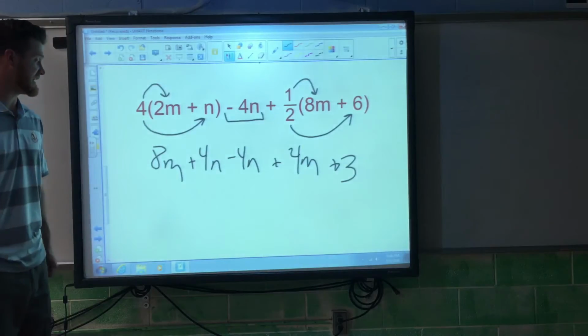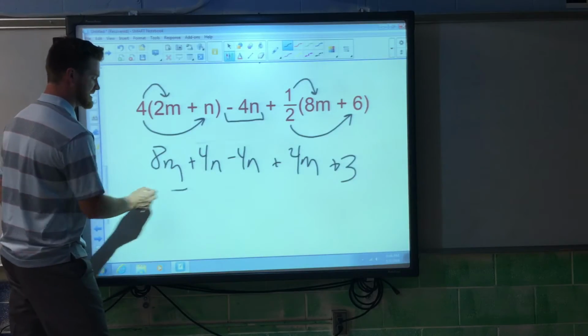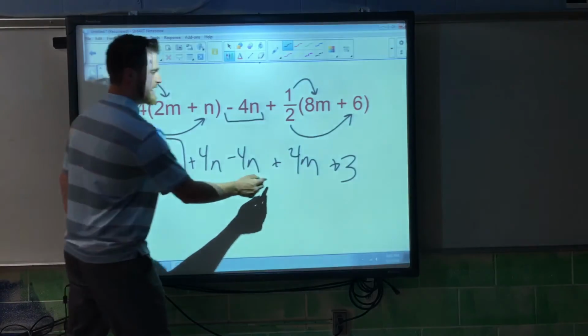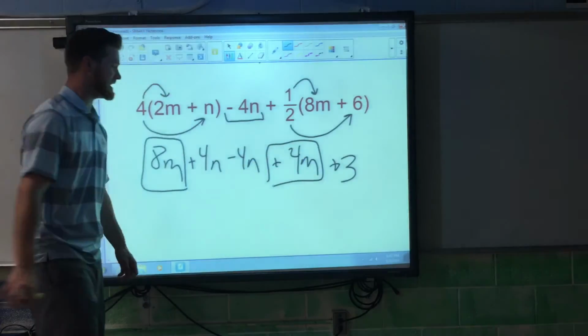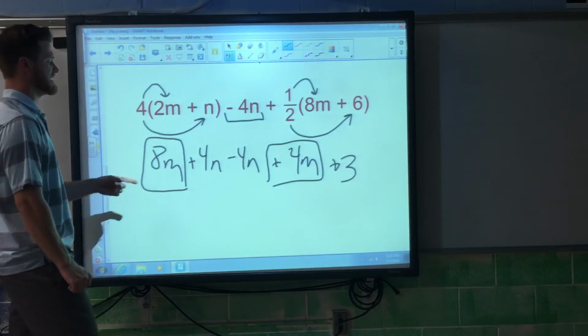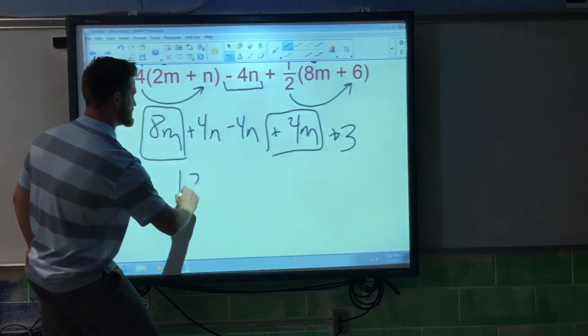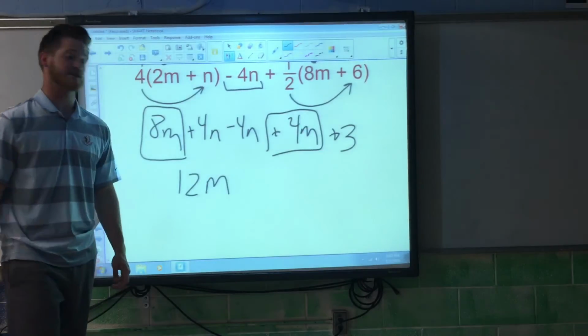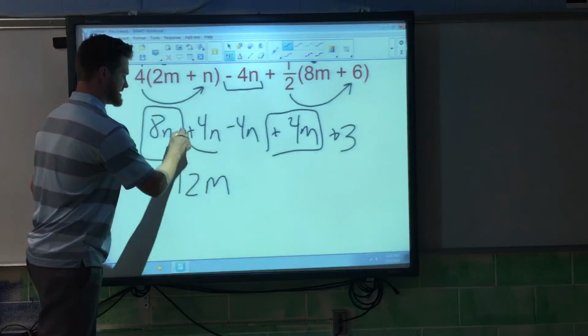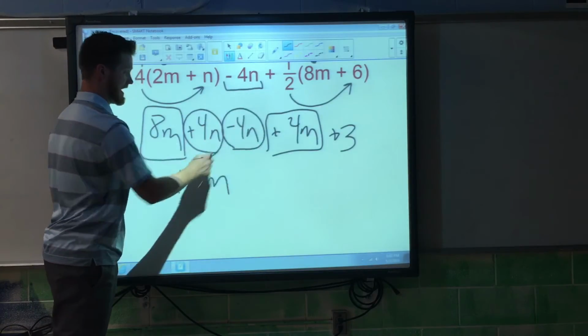Now I can combine like terms. Let's start with my m's. I have 8m and positive 4m. Do I see any other m's? Nope. Let's combine these first. I have 8 plus 4. 8m plus 4m gives me 12m. Let's look at my n's. I see a positive 4n and a negative 4n.